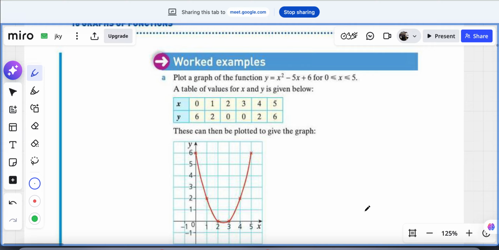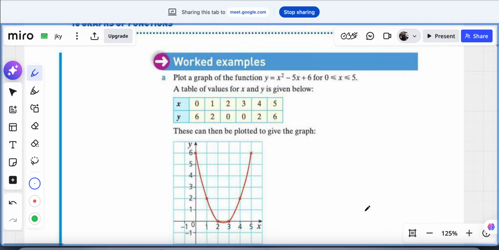And then substitute 5 here. 5 squared, you get 25. 5 times 5, you get 25. So it becomes 25 minus 25. You're going to get 0 plus 6, you get 6. That's how we got 6 here. So once you get your table of values, this is the first thing you do when you plot a graph. You quickly have to get your table of values for x and y once you choose your values of x.